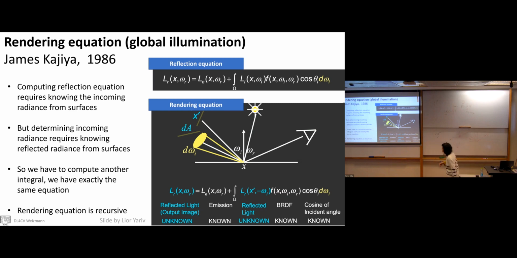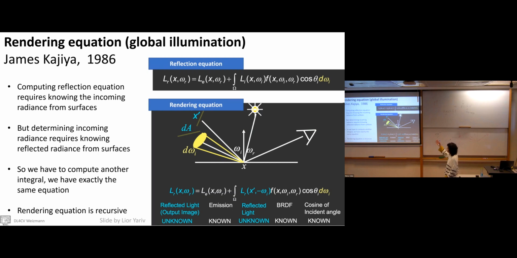However, in order to understand what the incoming radiance is, we need to know the reflecting radiance from other surfaces. In order to understand what happens here, we need to know where it came from, like what you see here. So in order to understand what falls here, I need to solve another reflection equation to understand exactly what falls here. And for this, another reflection equation, etc., etc. Do you see the recursive problem? Everybody see the recursive problem?